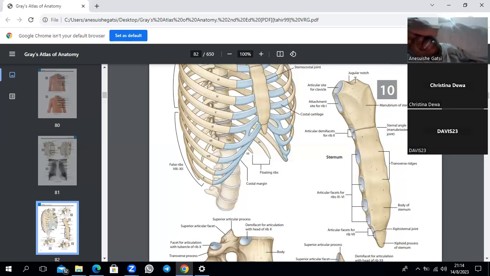So the bad thing with learning anatomy by regions is you tend to compartmentalize things and you find it hard to join the dots. But just remember, this is the jugular notch, and the sternum articulates with these costal cartilages from the ribs. So the attachment for the first rib is on the manubrium. Then the attachment for the second rib is shared between the manubrium and the body. This other site here is for attachment of the clavicle.